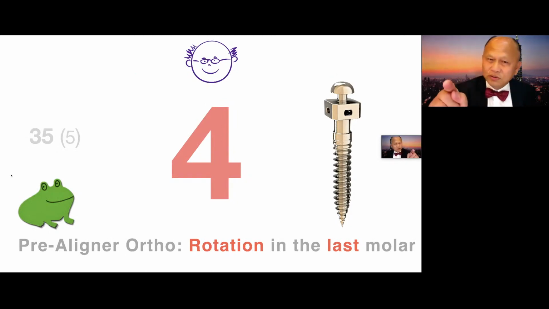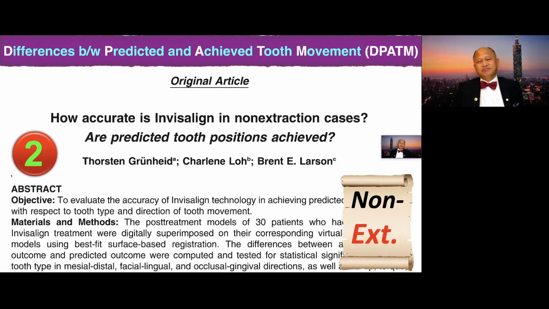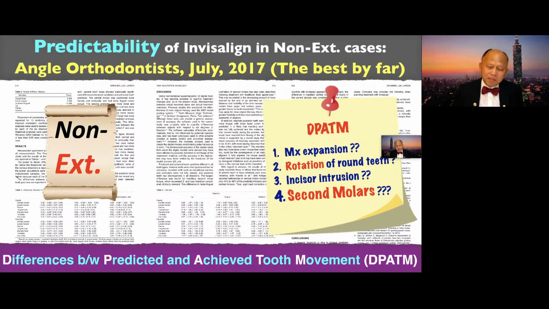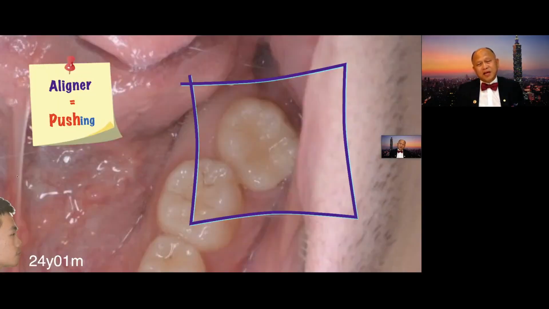Rotation in the last molar is very difficult to solve. Let's go back to paper number 2 from our former president of AAO, Brent Larson. He talked about second molar rotation being very difficult to solve. Second molar. And how do you fix this second molar?